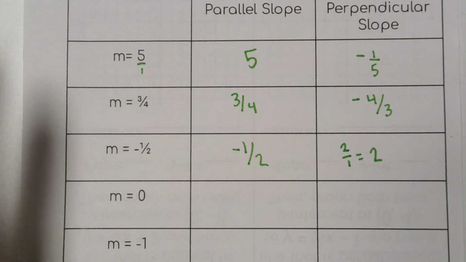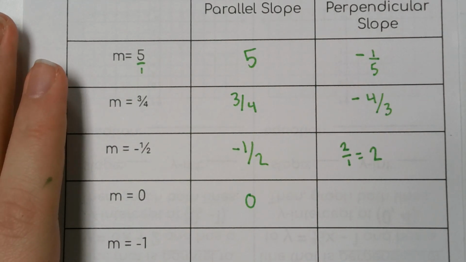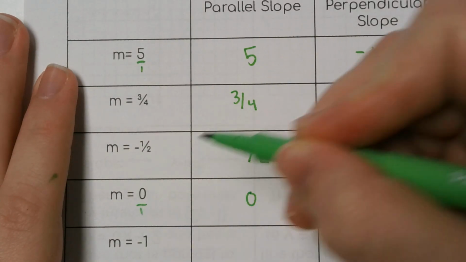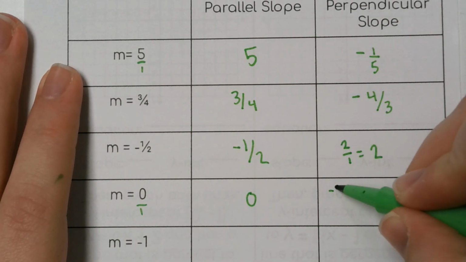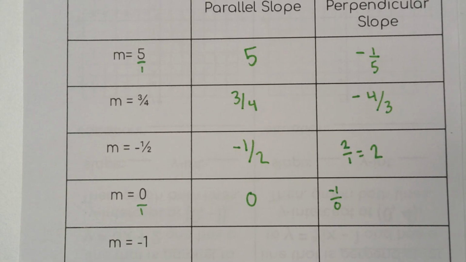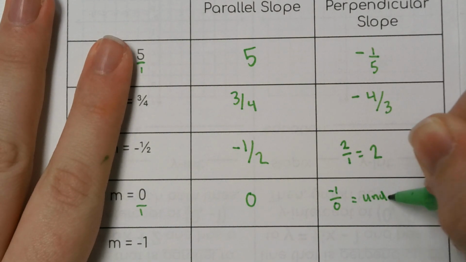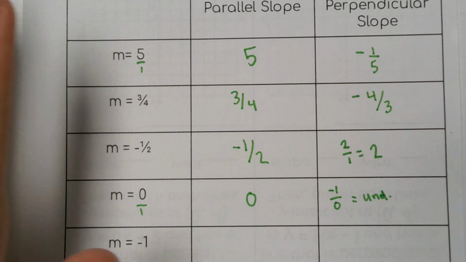Okay, this next one, our parallel slope to 0 would be 0. Well, 0 is really 0 over 1. If we flip that and make it negative, it's negative 1 over 0. When 0 is on the bottom, that means we have an undefined slope because it would give you an error. We can't divide by 0.